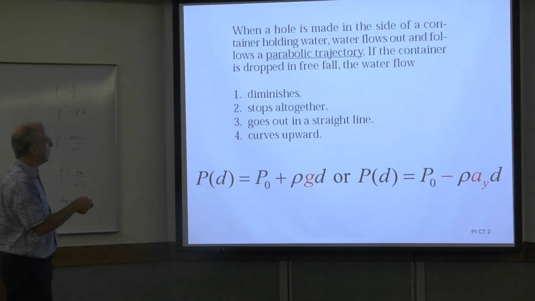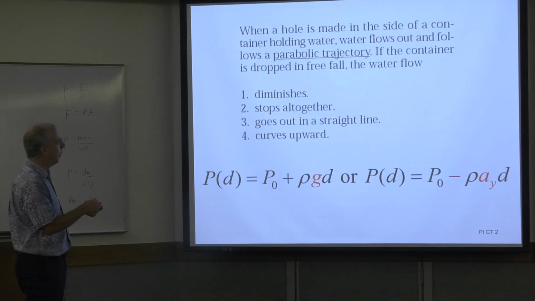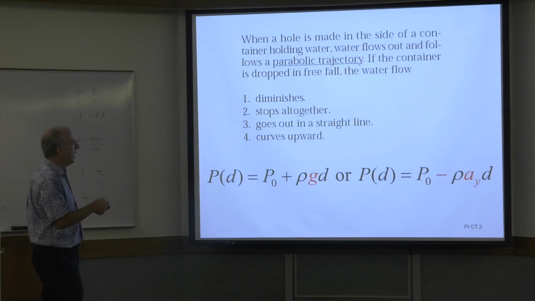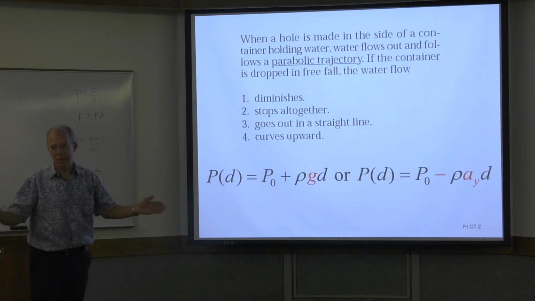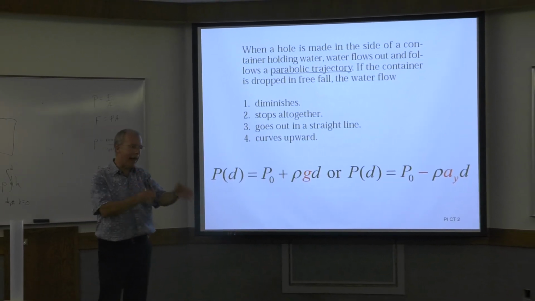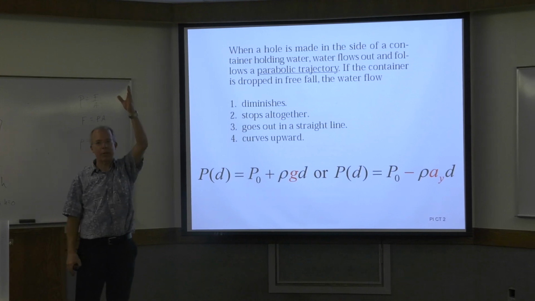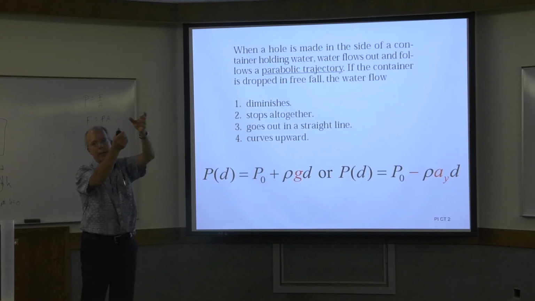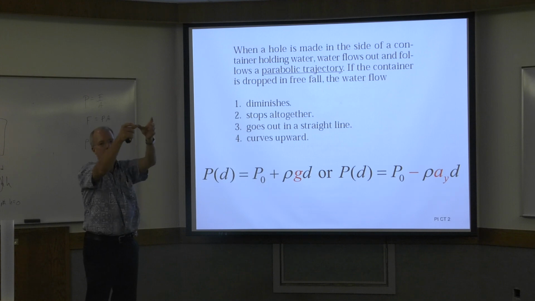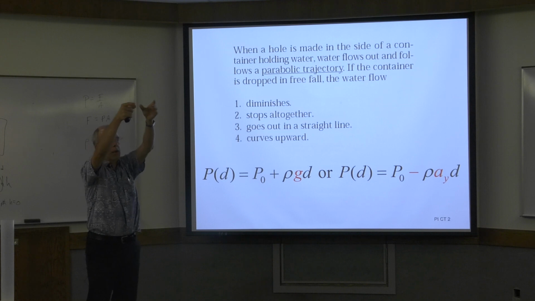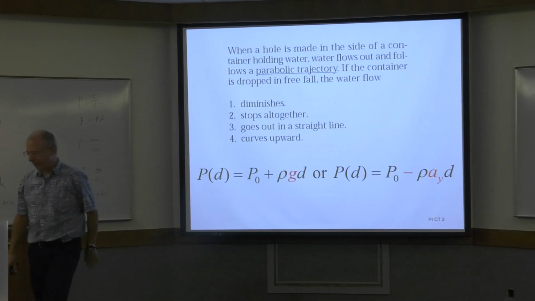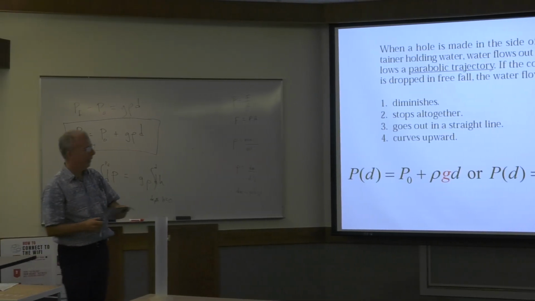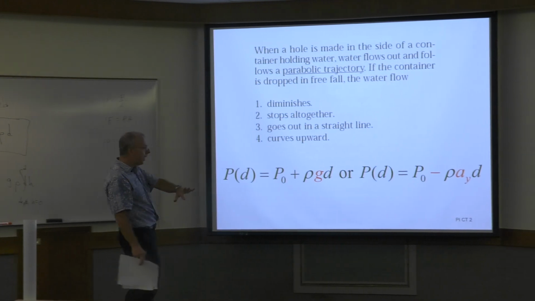So when a hole is made in the side of a container holding water, water flows out, follows a parabolic trajectory. If the container is dropped in free fall, what happens? So if we were meeting face to face, I would take a ladder and I'd go outside and climb to the top of the ladder, and I have a little cup with a hole in it and I'd fill the cup with water and hold on to the cup. I'd keep the hole covered up and then I would drop the cup, and you figure out what would happen.